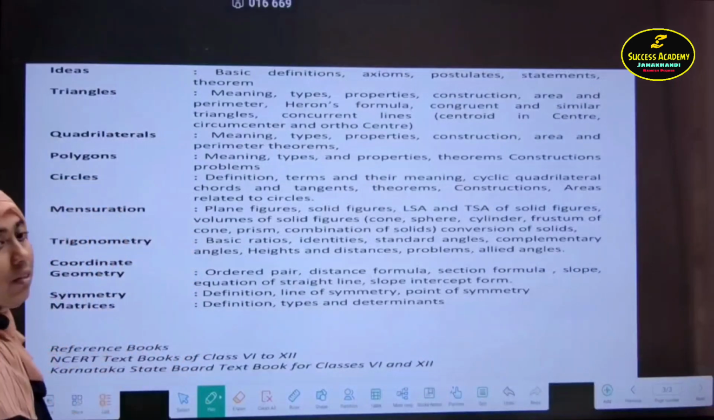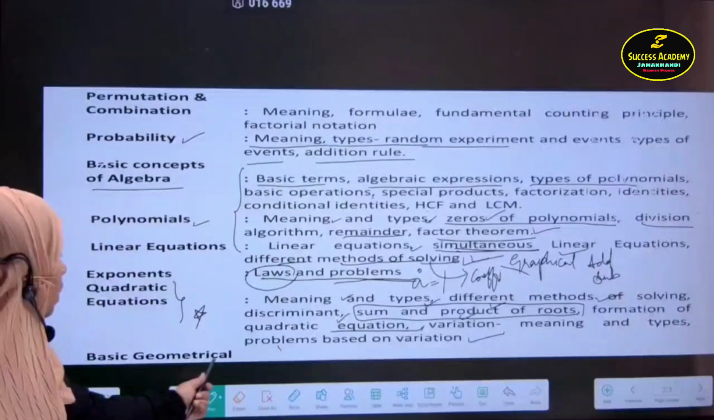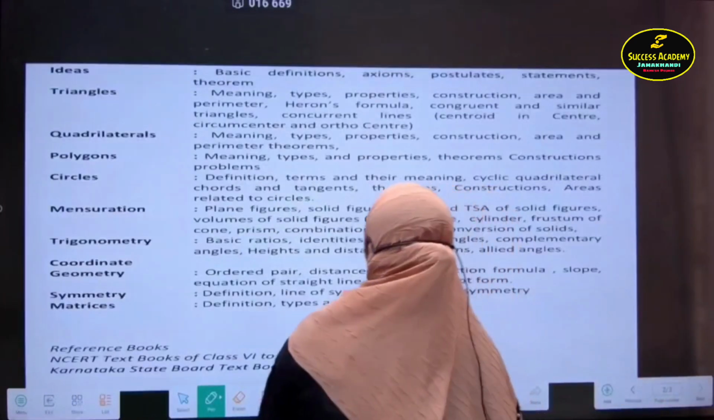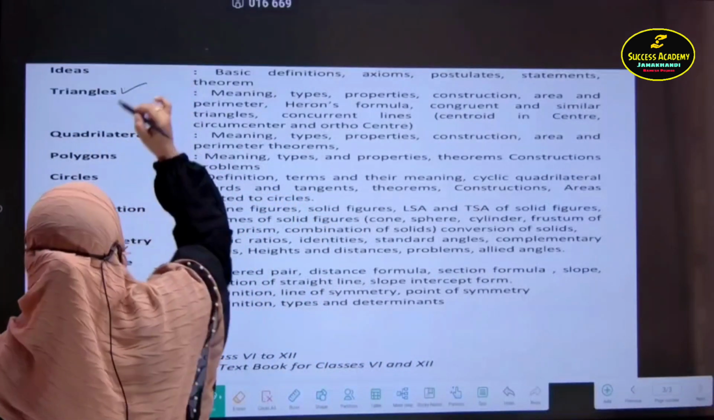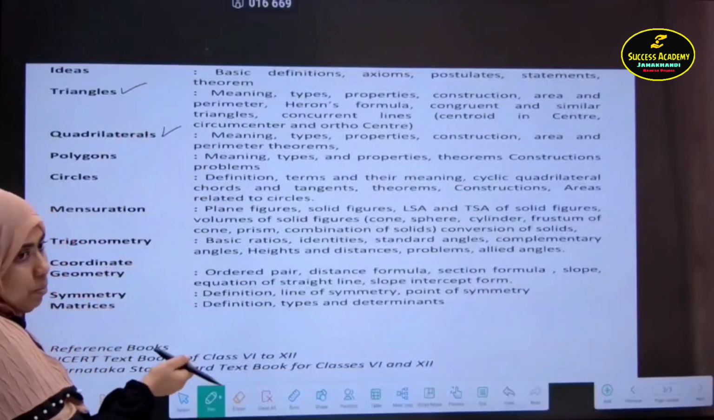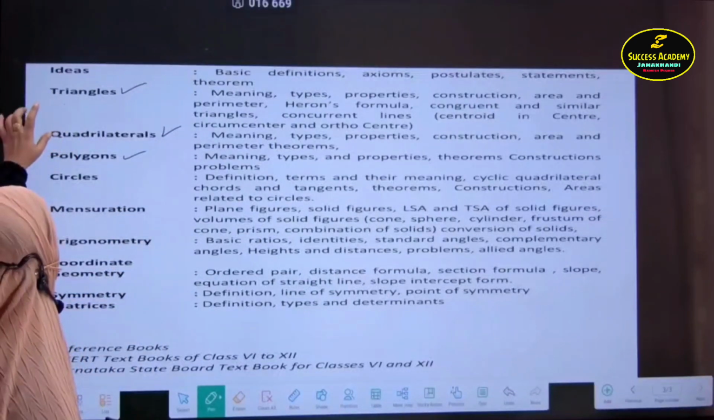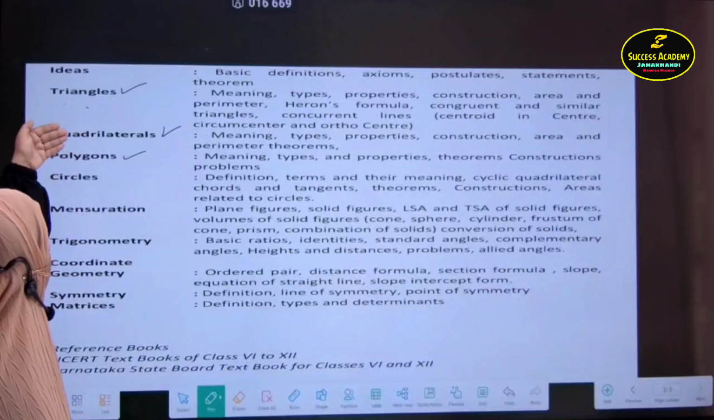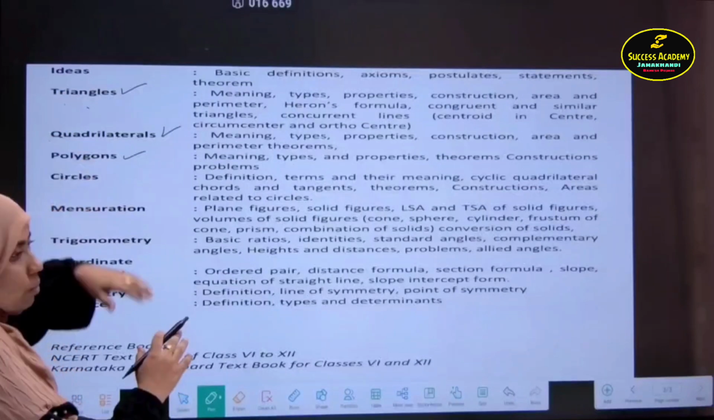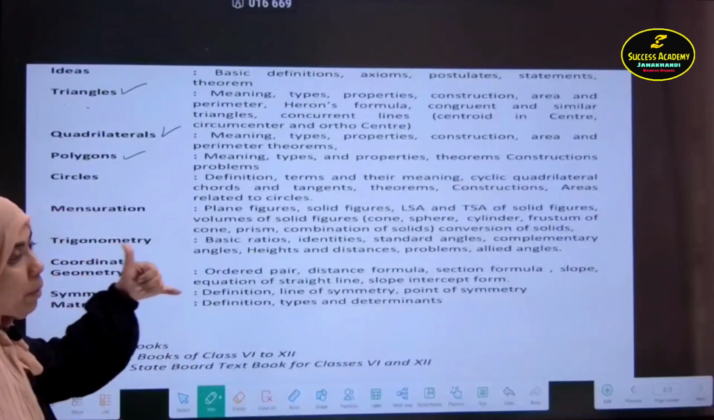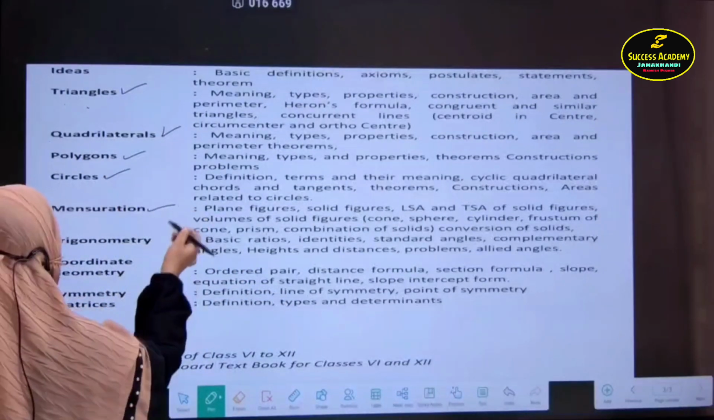Next, we can see basic geometrical ideas. Okay, you can see the topic. Which are the basic geometrical ideas here? Triangles, quadrilateral, polygons. These are the geometrical shapes. Triangle and quadrilateral are particular shapes, 3-sided, 4-sided. But polygons are more than 3-sided. In polygon they both will also come, also other shapes like pentagon, hexagon, heptagon, like that. Next, circles, mensuration. Let's go one by one.